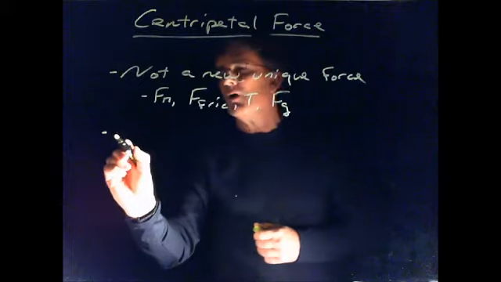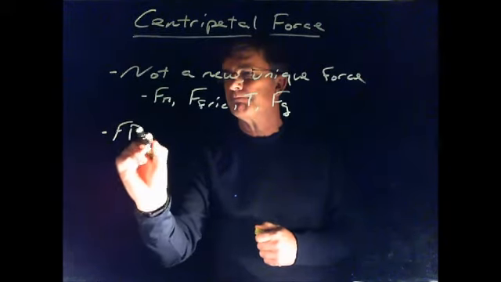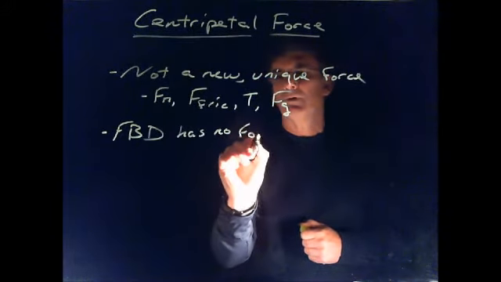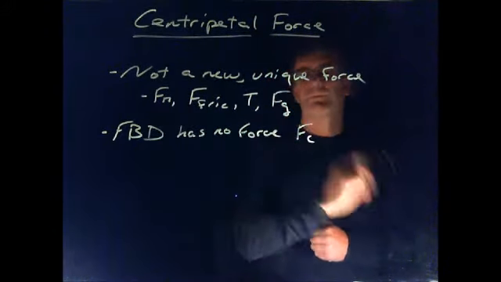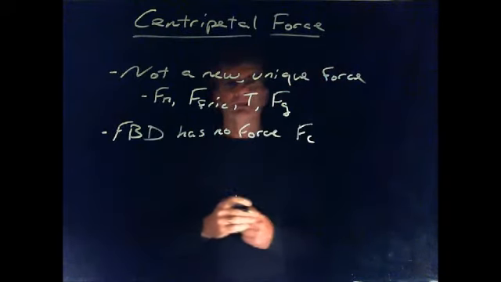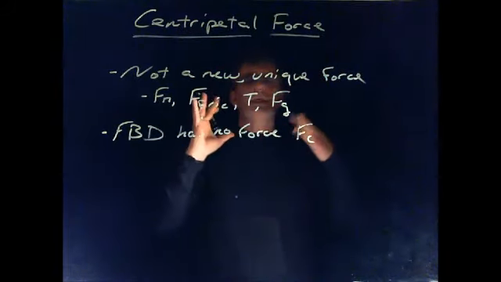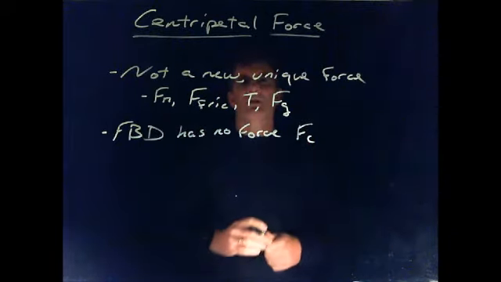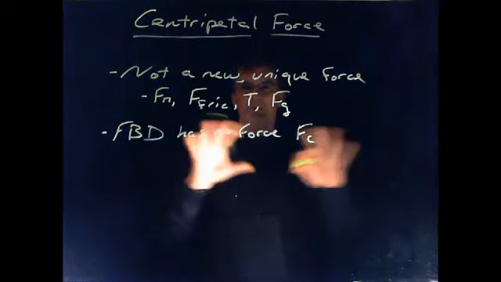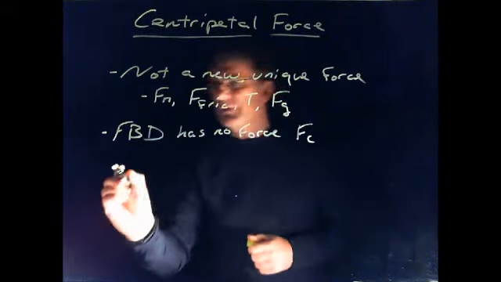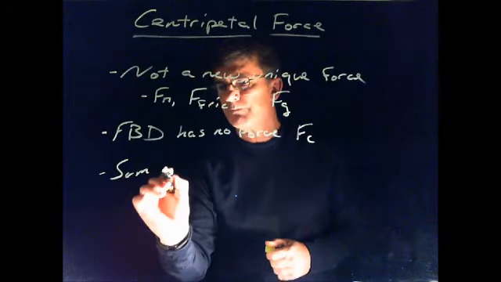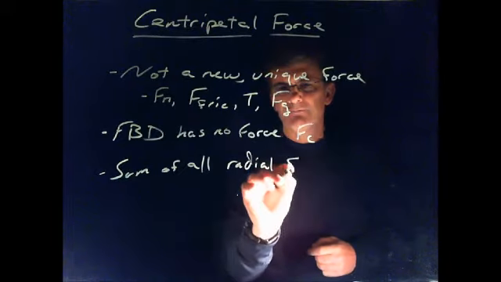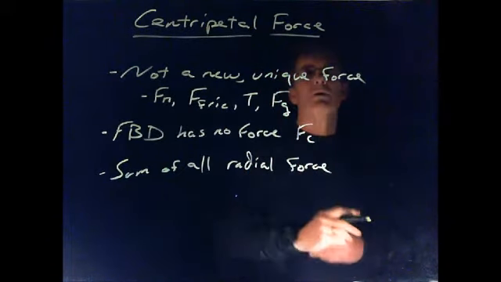So on a free body diagram, there is no force labeled centripetal. Looking at an example of this, again, the nature, the direction of the force is what classifies it as centripetal. Everything else stays the same. It's the sum of all radial forces. Everything turns with a turning radius.